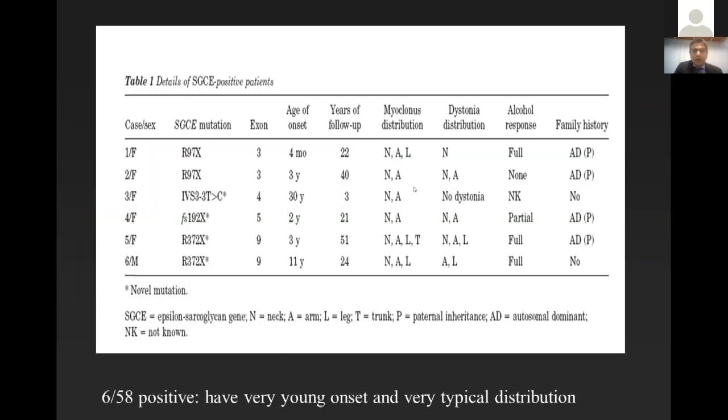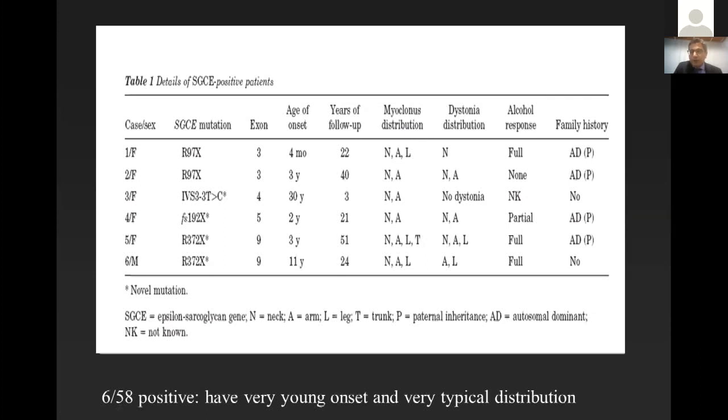So as we've shown in this paper, the patients who are positive for the epsilon sarcoglycan gene, the age of onset was very early. Most of them, when they are in adulthood, have a very particular distribution of the jerks. It involves the neck and the upper limbs mainly. As children, epsilon sarcoglycan can actually cause some involvement of the legs, but interestingly enough, the leg dystonia clears up, and then they are left with the myoclonus and the dystonia affecting their arms and the neck.